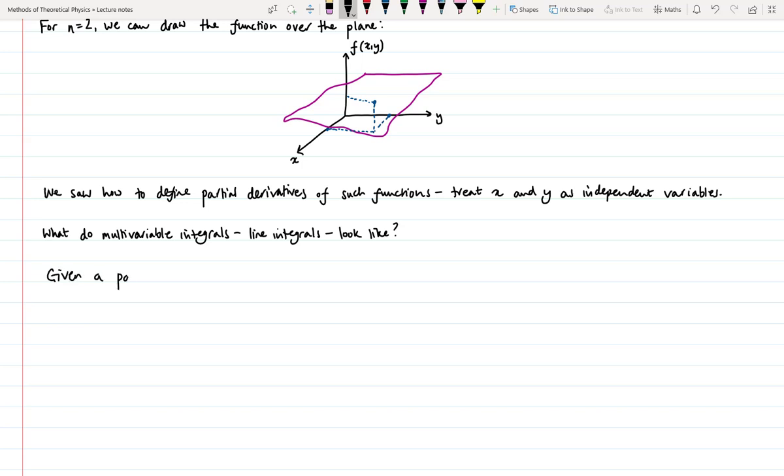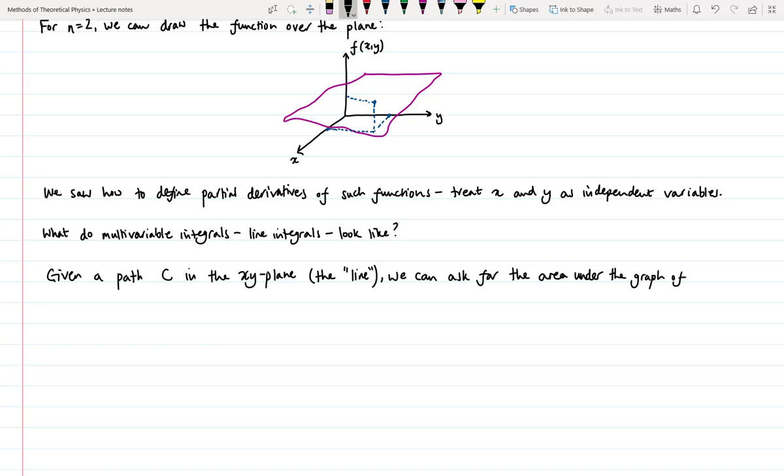Given a path C in the xy plane, and we call that the line we're going to be integrating along, we can ask for the area under the graph of the function f along that line. Again, I'll draw a little picture.